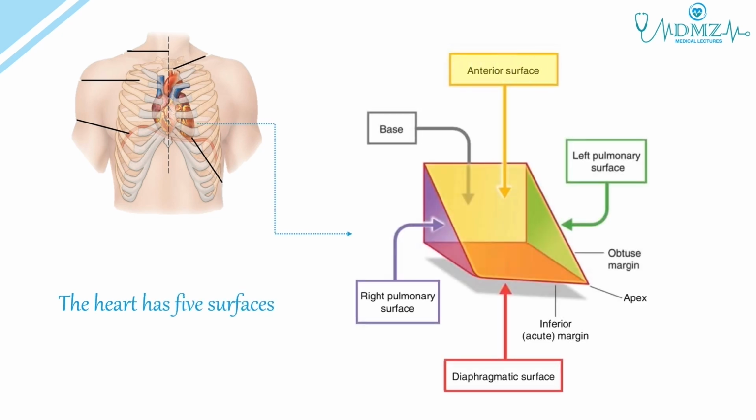The anterior or sternocostal surface oriented anteriorly. The diaphragmatic or inferior surface on which the pyramid rests. The right pulmonary surface, the left pulmonary surface, and the base, which is also called posterior surface.